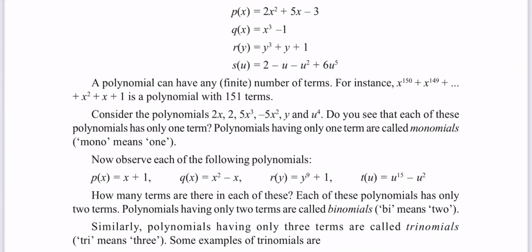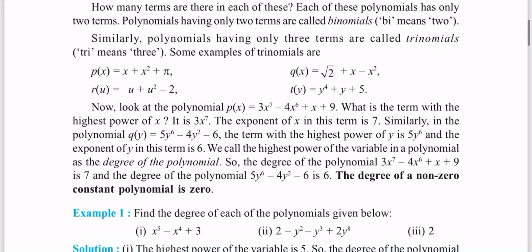Now observe each of the following polynomials: p of x equal to x plus 1, q of x equal to x square minus x, r of y equal to y raised to 9 plus 1, t of u equal to u raised to 50 minus u square. How many terms are there in each of these? Each of these polynomials has only two terms. Polynomials having only two terms are called binomials. Bi means two. Similarly, polynomials having only three terms are called trinomials.